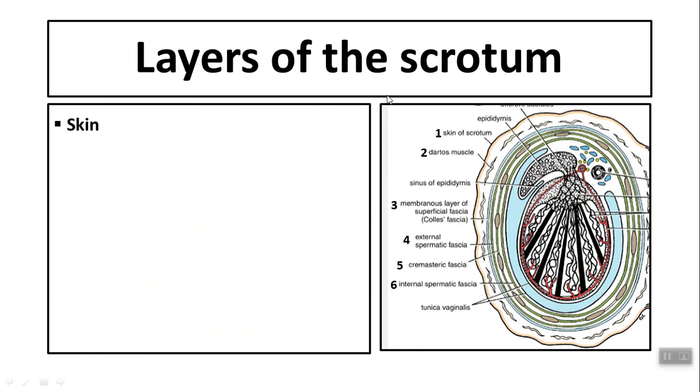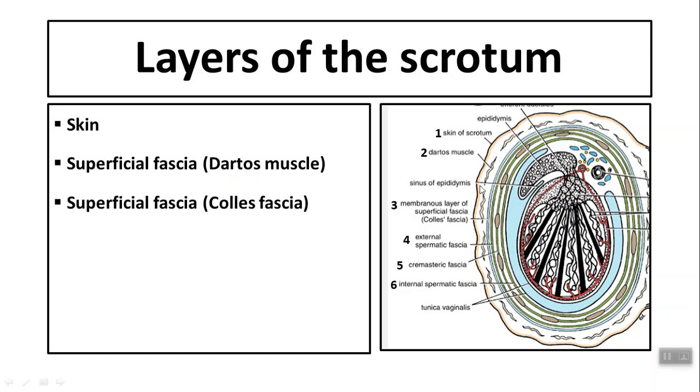What are the layers of the scrotum? From superficial to deep. First of all, we have the skin. Next, we have superficial fascia. Here it is replaced by a special type of muscle called dartos muscle. Next, we have the membranous layer of fascia, which is called Colles fascia, which is the same as that of the membranous layer of the anterior abdominal wall.